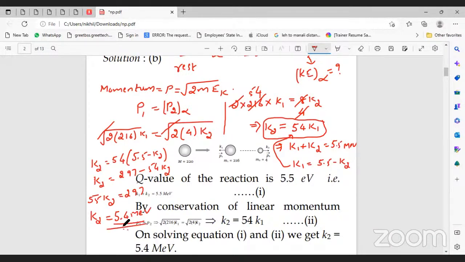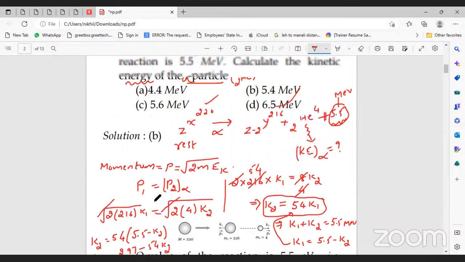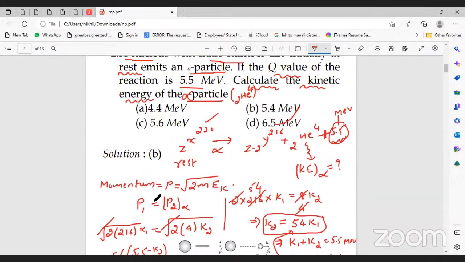So what is the kinetic energy of the second particle? The kinetic energy of the second particle, that is the alpha particle, is 5.4 mega electron volt. So which will be the right option? 5.4 mega electron volt means you have to take option B. So option B will be the right answer. Got it? Yeah.